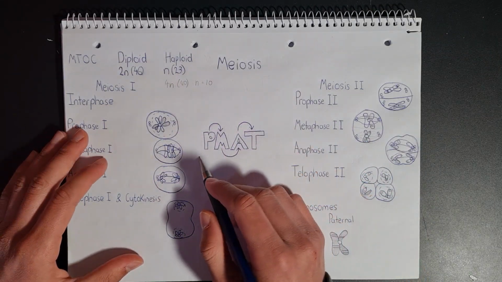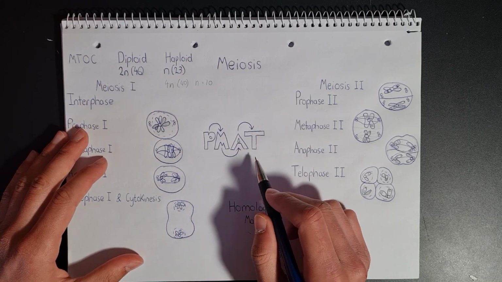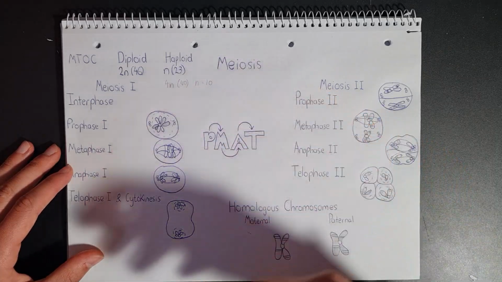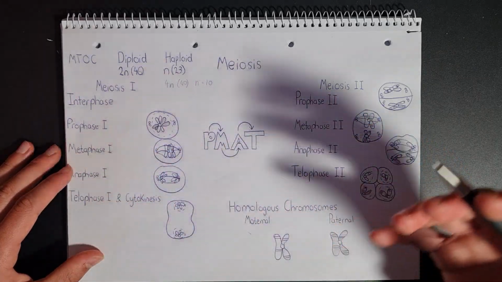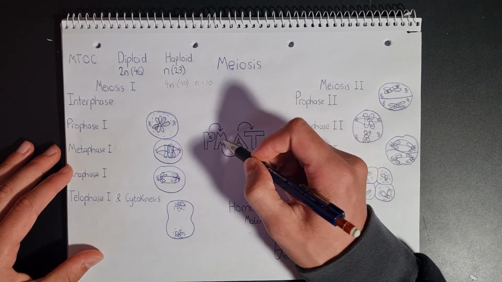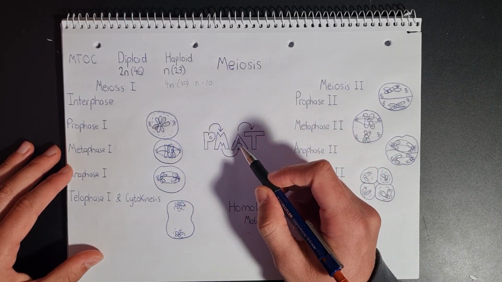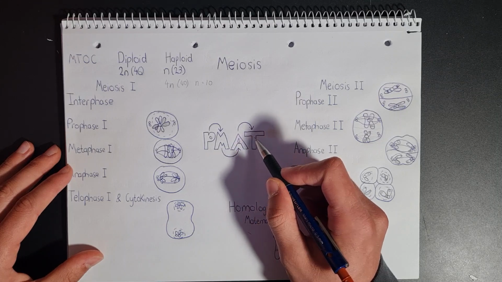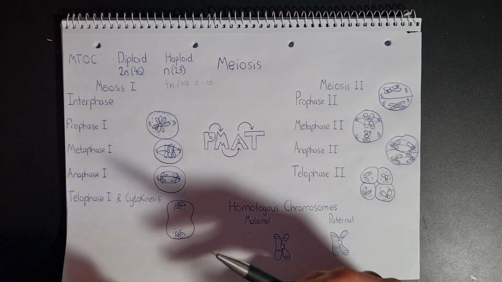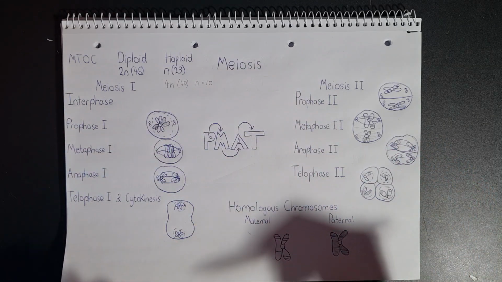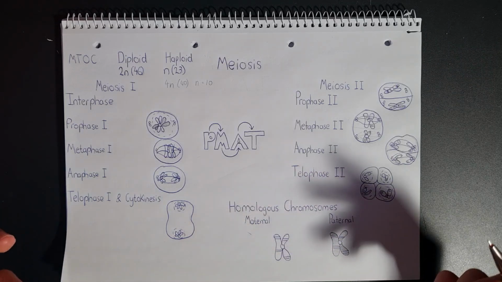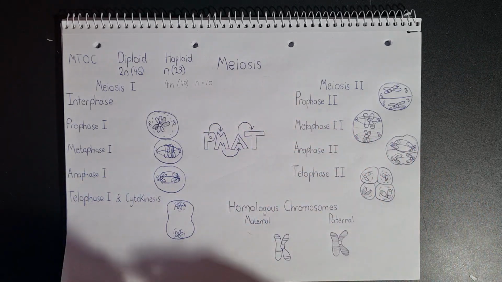Now, it's actually very important to understand this little acronym, okay? PMAT. It helps us remember the stages of meiosis and mitosis. We have P for prophase, M for metaphase, A for anaphase, and T for telophase. So if you can remember PMAT, then you'll be able to remember all of the stages of mitosis and meiosis.